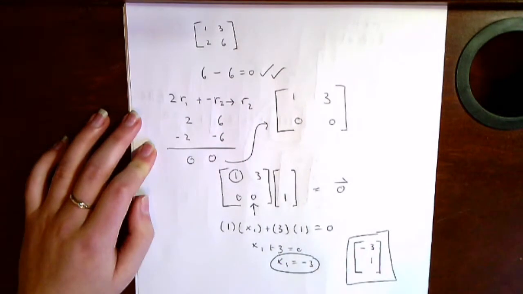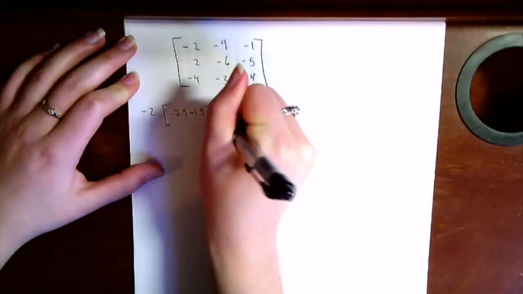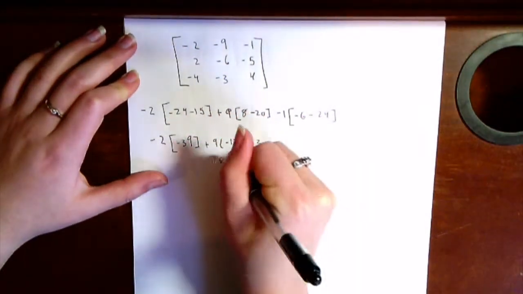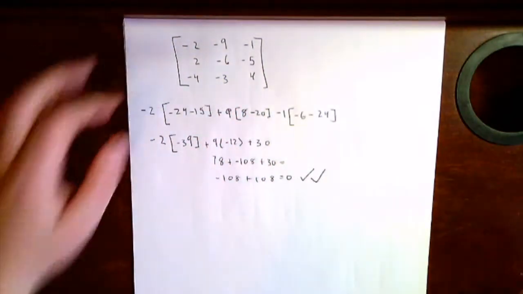This means any multiple of this vector will result in the zero vector once multiplied on the right to this matrix. In this example, it's not clear that the matrix is dependent, so you can take its determinant to check that it's 0. Now you can start row reducing.